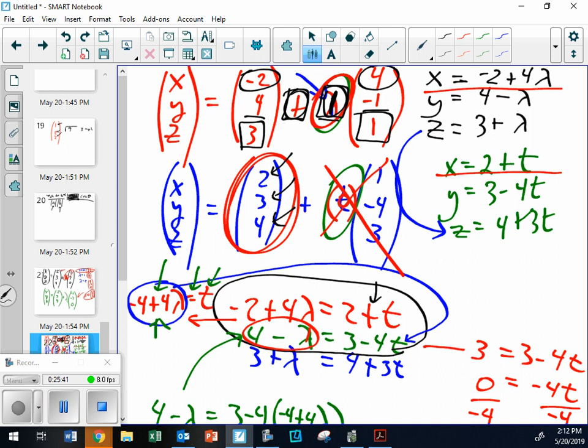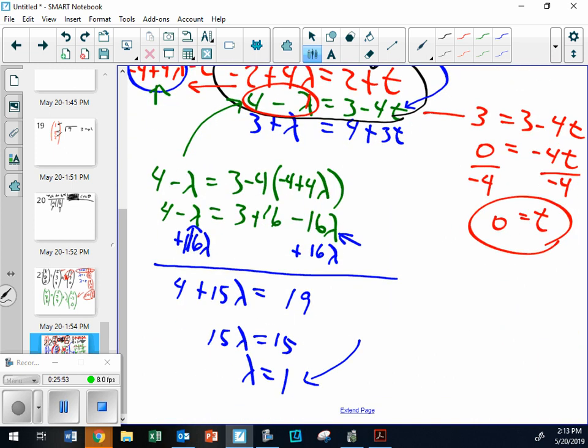Are they there at the same exact time? No. What does that mean? That means they both went through the point 2, 3, 4. But they did it at different times. One of them did it at time 1. One of them did it at time 0. Does that mean it's a failure? No. We know that they went through the exact same spot in 3D space. But one of them did it earlier than the other one did it.